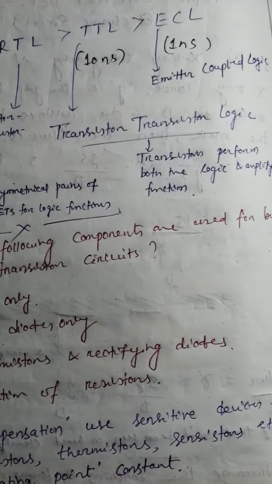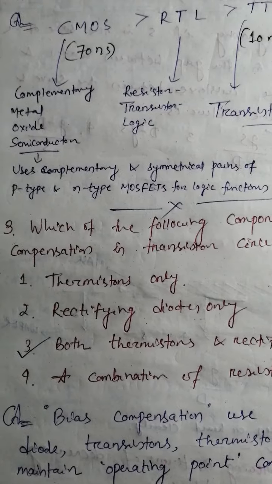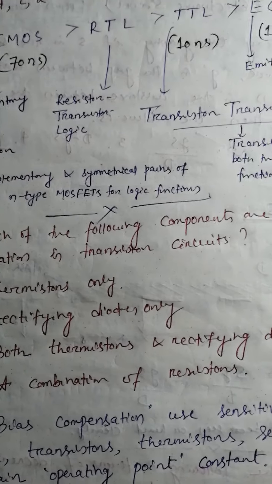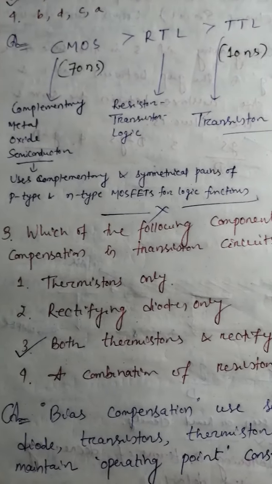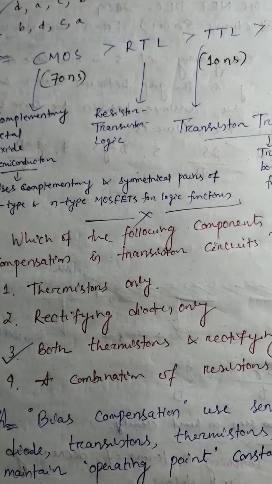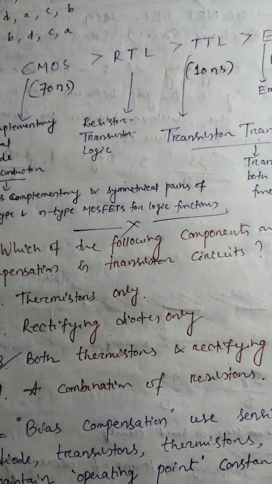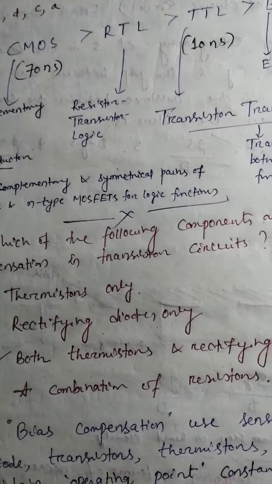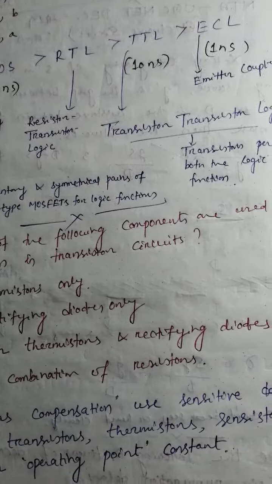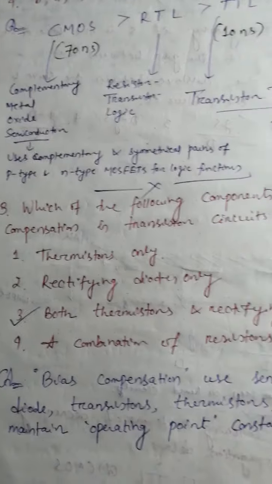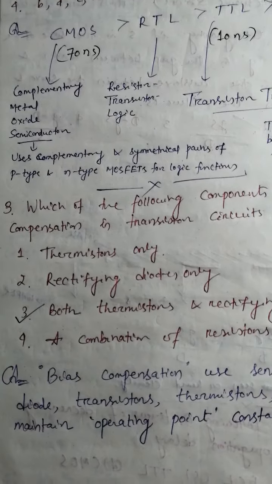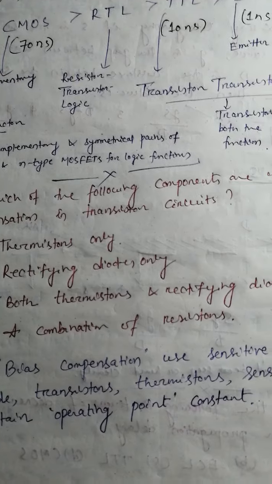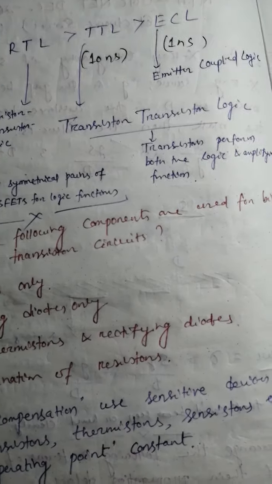Which of the following components are used for bias compensation in transistor circuits? Fine. Option number 1 is thermistors only. Option number 2 is rectifying diodes only. Option 3 is both thermistors and rectifying diodes. Option 4 is a combination of resistors. Fine. The correct option is option number 3, that is both thermistors and rectifying diodes.